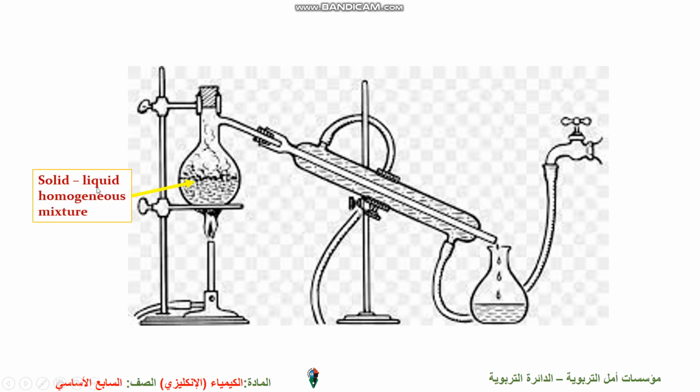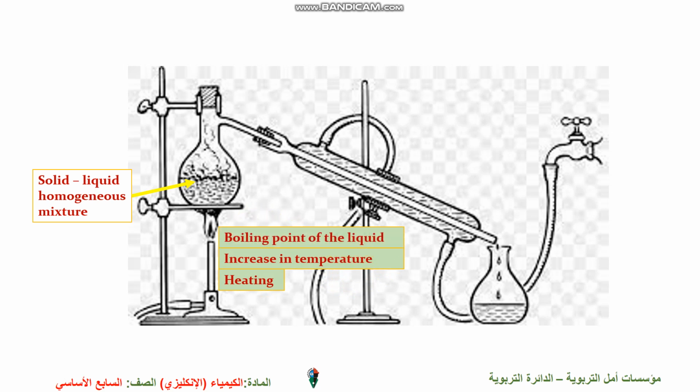Let's see. First, I put the mixture, which is the solid-liquid homogeneous mixture, in the round bottom flask, and we start heating. When we heat, the temperature will increase, and when the temperature reaches the boiling point of the liquid, the liquid will vaporize, that is, change from liquid into gas. So the vaporization will take place in the round bottom flask.